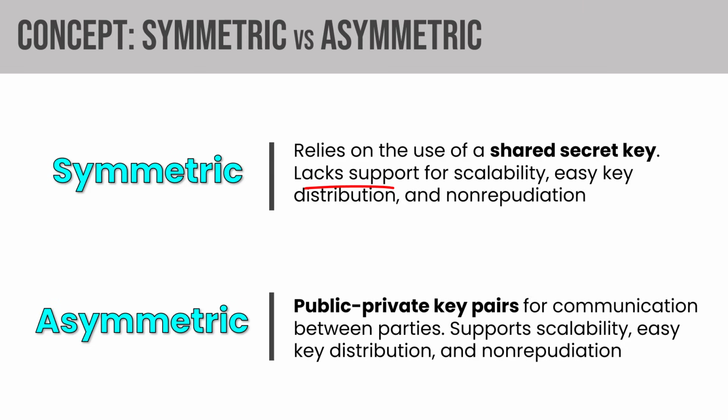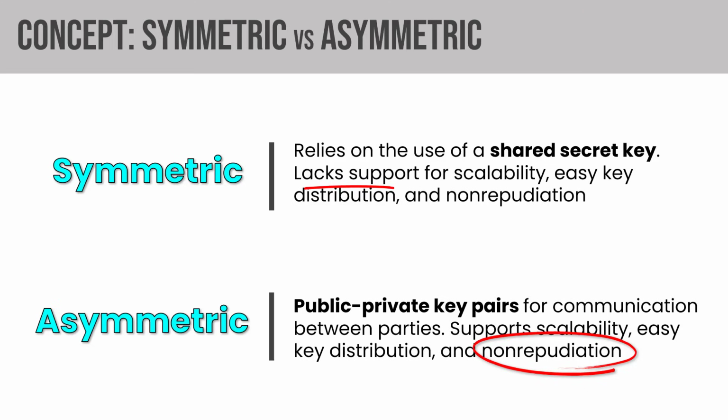And we don't have a way to implement non-repudiation there, so we can't guarantee the source of the message. Now, asymmetric, on the other hand, basically gives us that capability to implement a solution that guarantees we know who that message came from, but it also makes it easy to distribute that key amongst many parties because we have private and public key pairs to work with.